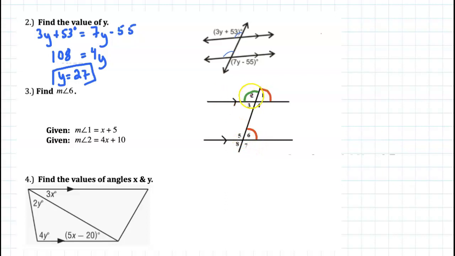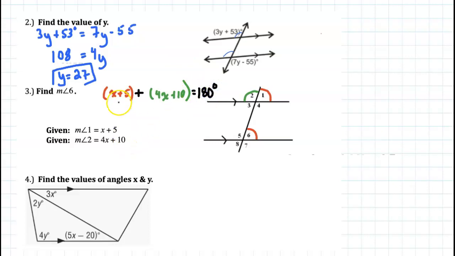What do I know about angle 2 and angle 1? Well, they form a linear pair, which means they are supplementary, right? So if I take angle 1, which is, let's see, x plus 5, and I add that with the measure of angle 2, which is 4x plus 10, and that is equal to, since they're supplementary, they add up to 180 degrees.